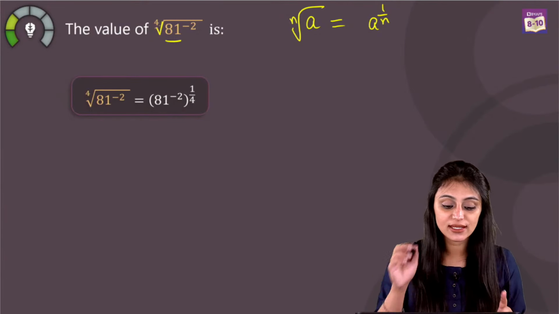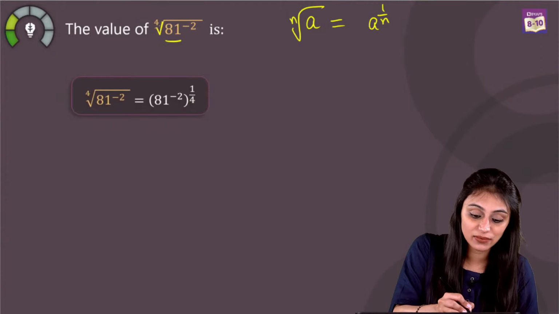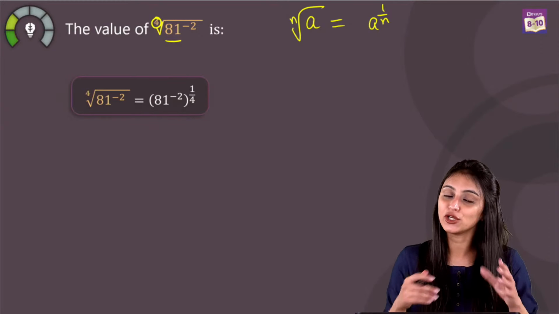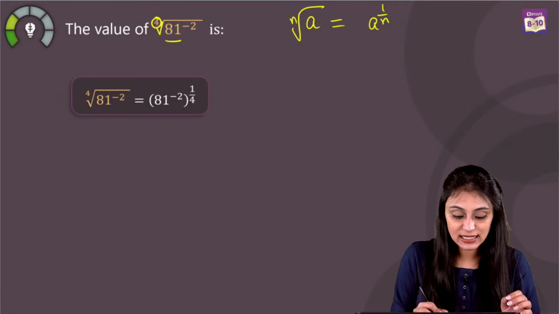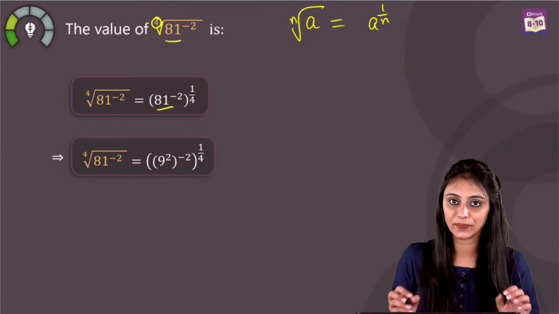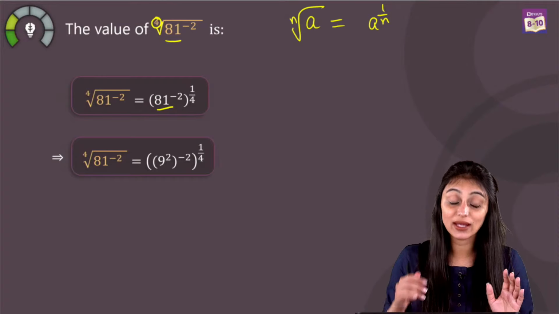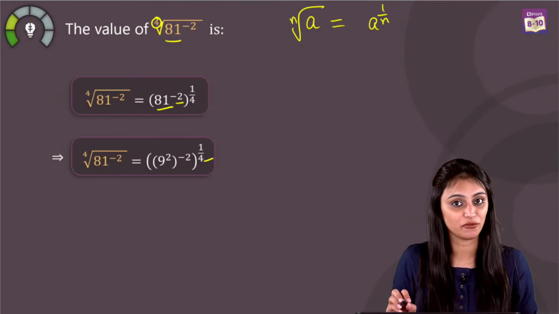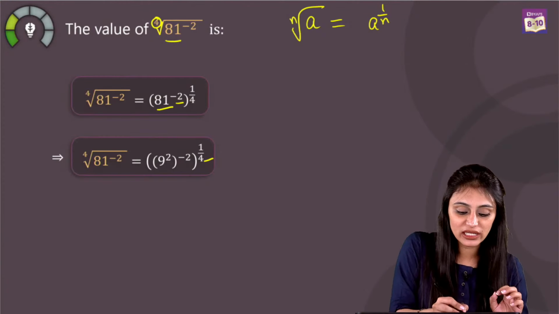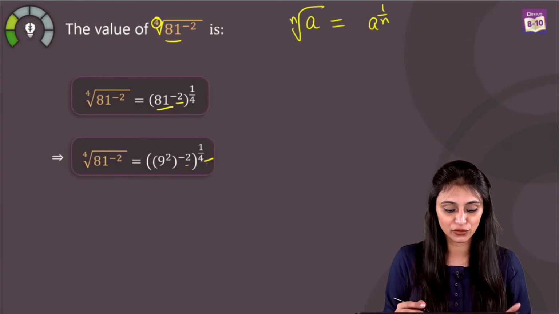So what I'm doing here is everything is written as it is except this. This is written as 1 by 4 using the law of exponent, right? Now I can write this 81 as 9 square. Correct? 81 can be written as 9 square. Rest everything is same, you see. We have minus 2 here, we have 1 by 4 here, right? Don't forget to put these brackets, otherwise it will create a confusion for you.